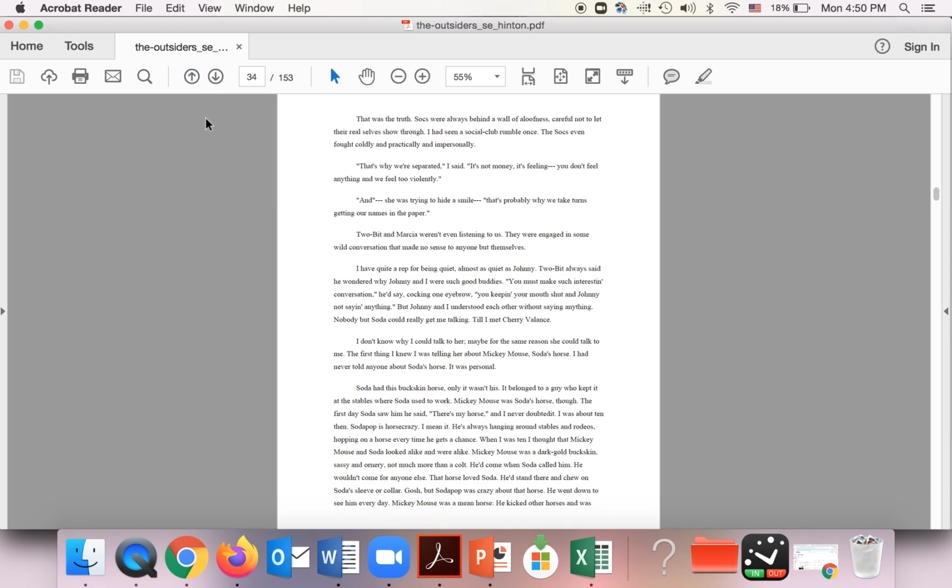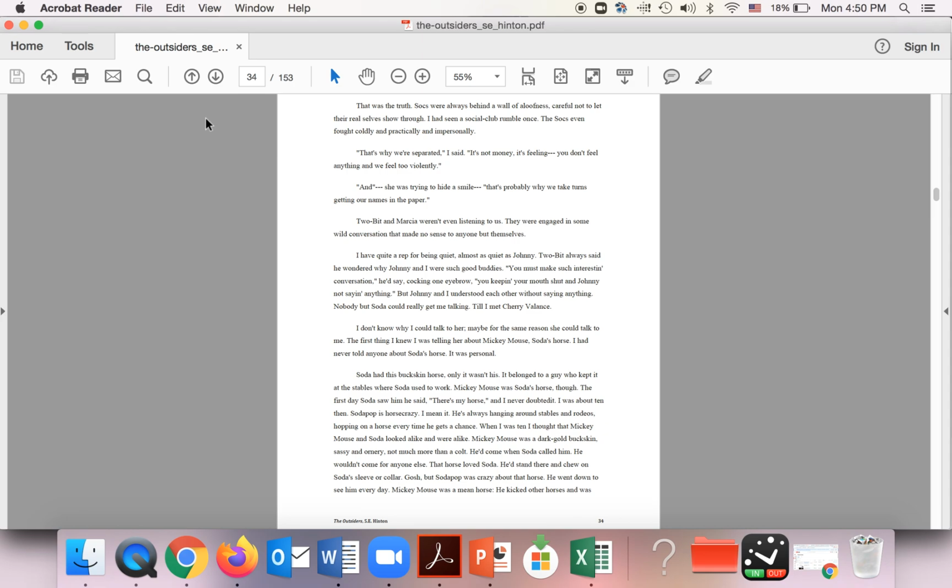That was the truth. Socs were always behind a wall of aloofness, careful not to let their real selves show through. I'd seen a Soc rumble once. The Socs even fought coldly and practically and impersonally. "That's why we're separated," I said. "It's not money, it's feelings. You don't feel anything, and we feel too violently." "And," she said, trying to hide a smile, "that's probably why we take turns getting our names in the paper."